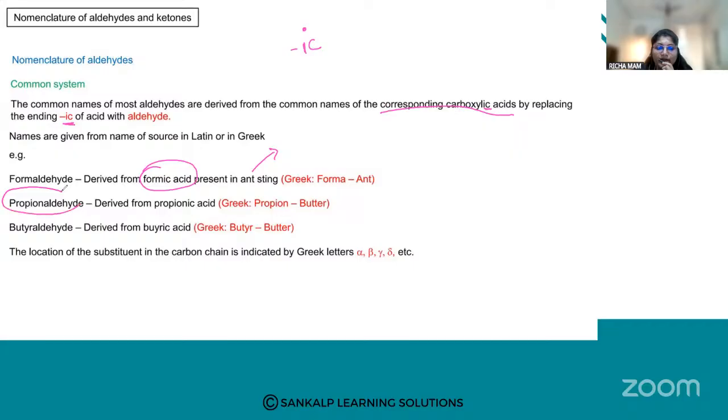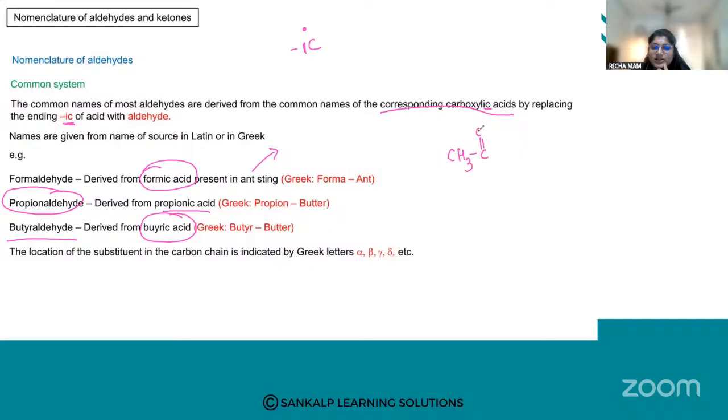Then propanaldehyde is derived from propanoic acid, and butyraldehyde is derived from butyric acid. The location of the substituents in the carbon chain is indicated by the Greek letters alpha, beta, gamma, and delta. Whatever substituents are present on the compound are represented by alpha, beta, gamma, and delta. Let me give you one example.